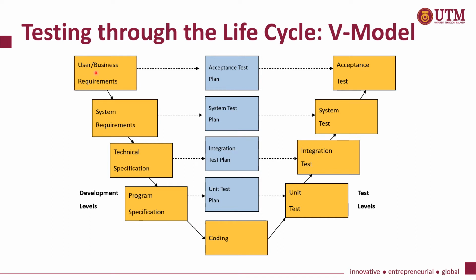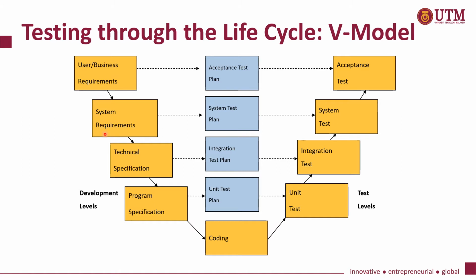Now I will go through the development activities and will briefly explain each of them. User or business requirement. This is the first step where the needs and requirements of the customers are gathered, specified, and approved. And the output of the user or business requirement will be the user requirement document.